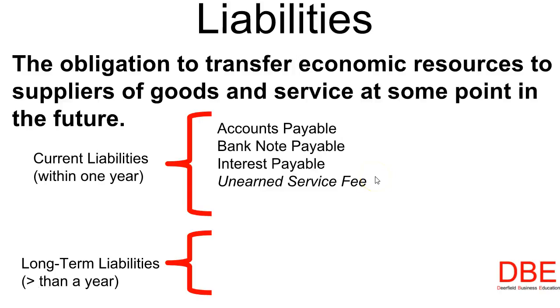Unearned service fee. Let's say I'm fixing the roof on your house, and it's going to cost $15,000. I'm going to collect $7,000 up front from you, and then I'm going to set a date where I'm going to come and fix your roof. So right now I collected $7,000 from you, so I owe you $7,000 worth of work. That's going to go in the unearned service fee. Some service-based companies will collect money up front, and now they owe you that work, and so that's a liability. So you could either owe money or you could owe the work.